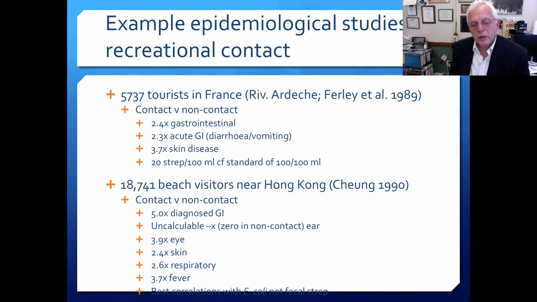of water. Also, you can imagine the water around Hong Kong. It's a very dense population. This is from some time ago, but again, contact versus non-contact contrasting, and in those with contact, they found five times as much gastrointestinal illness, an incredible amount of increased ear infection, increased eye infection, skin, respiratory fever, and the best correlations between disease and illness were with Escherichia coli, not fecal strep. We measure a lot of different bacteria when we look at these things to figure out how to calculate a rating for what is dangerous.